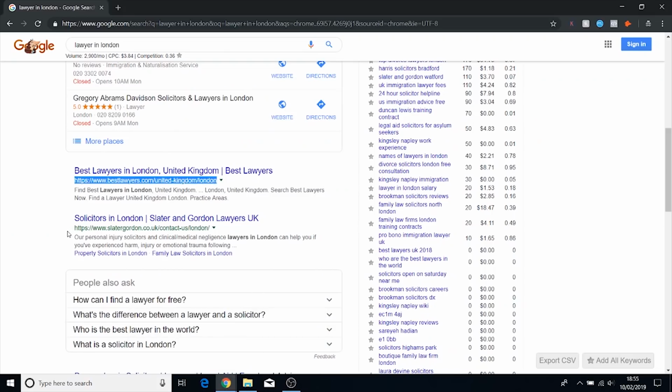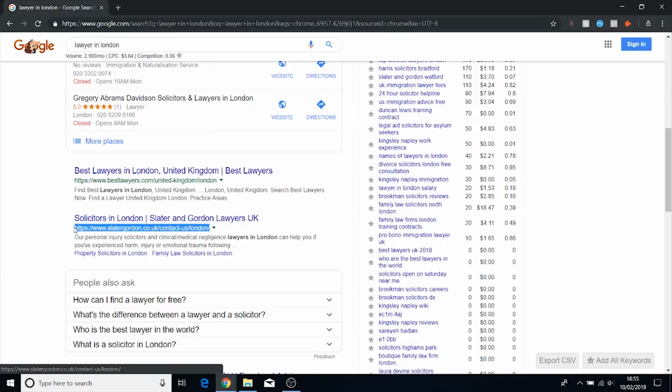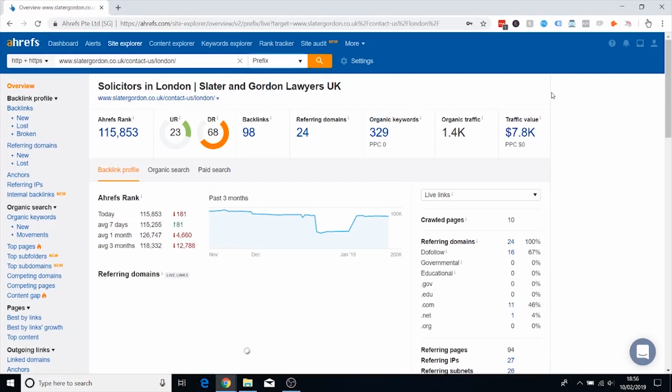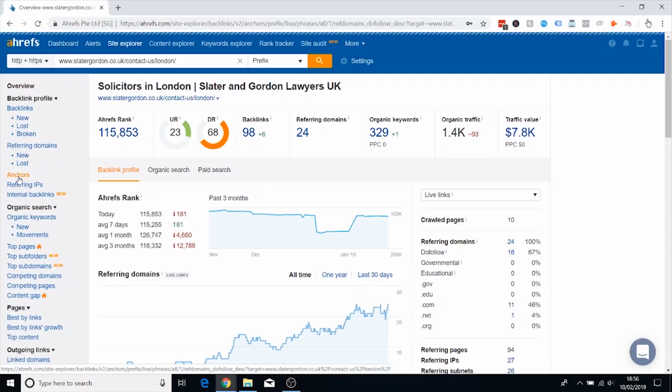But let's have a look at the second person here. This is a brand. This is an actual company. I know that for a fact. I've seen their advertisements on TV. Let's have a look at how many links are pointed to that page. So it's 24. It's definitely not a lot. It's not in the hundreds.